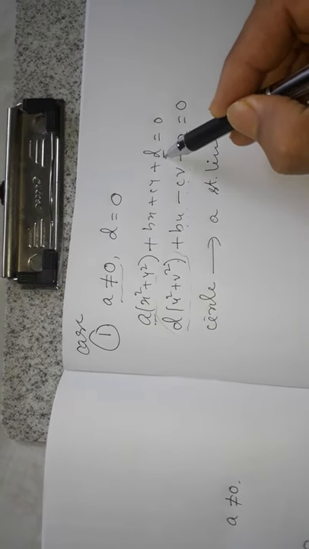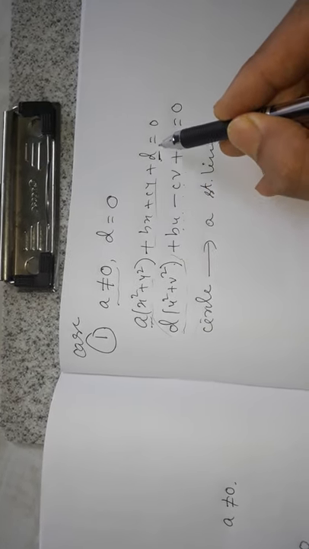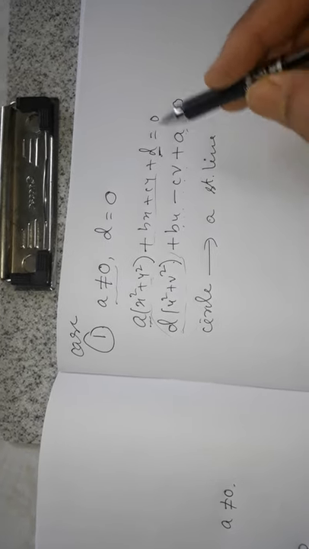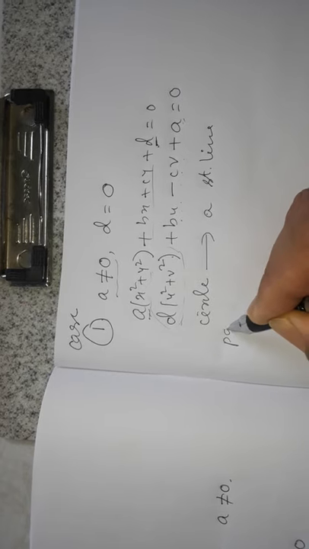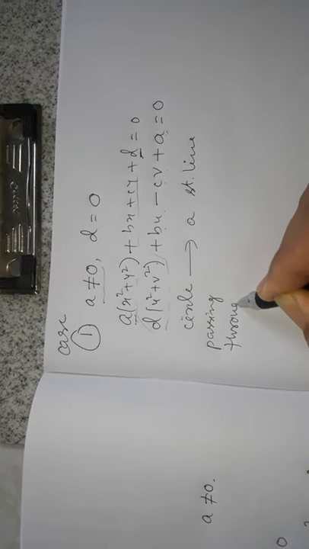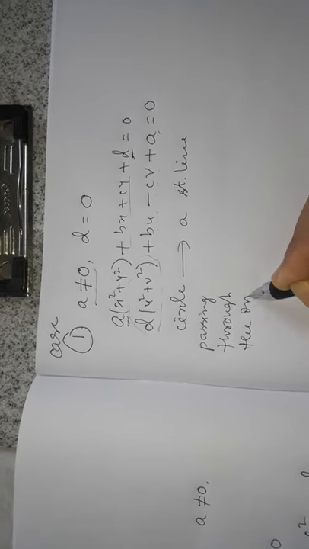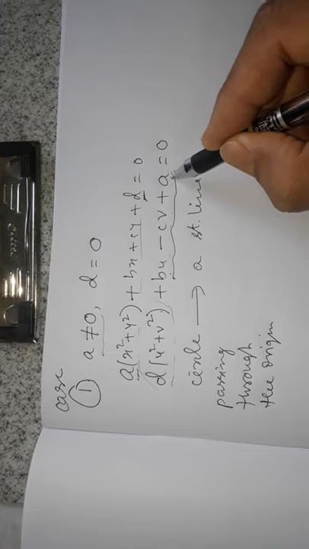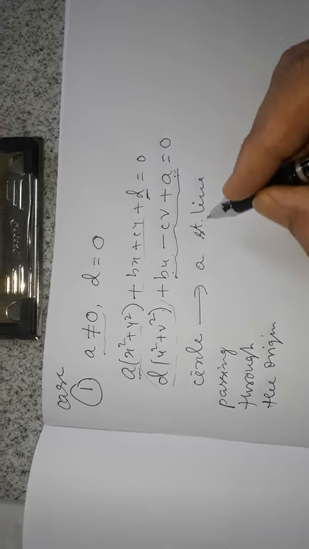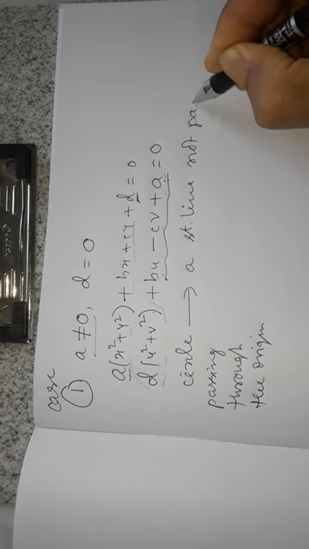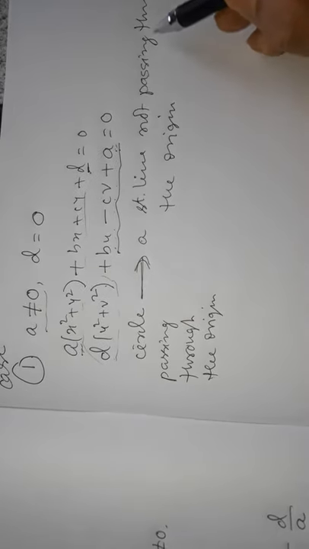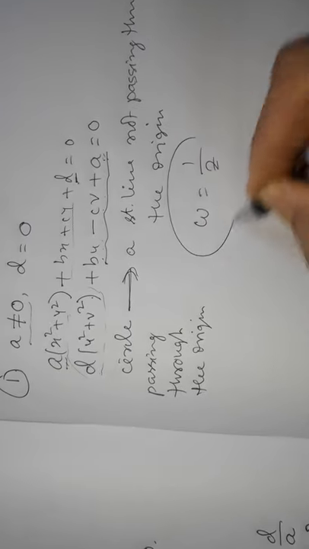And if d equal to 0, then this circle passes through what? This circle passes through 0, because when x and y are 0, 0, this is nothing but 0, that is satisfied. So a circle passing through the origin becomes what? A straight line, but because a is not 0, this straight line doesn't pass through 0, 0 in the w plane. So a circle passing through the origin becomes a straight line not passing through the origin under this transformation. Okay? So that is the first case.